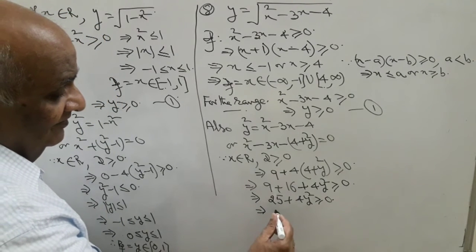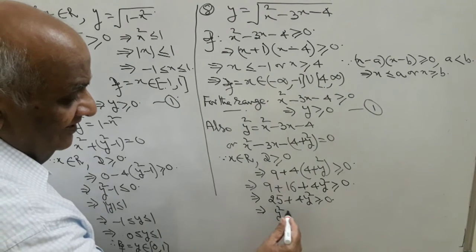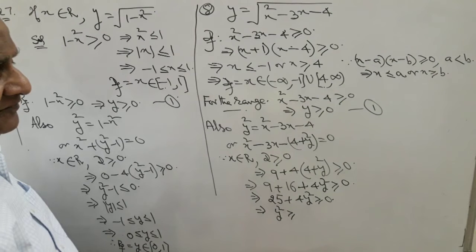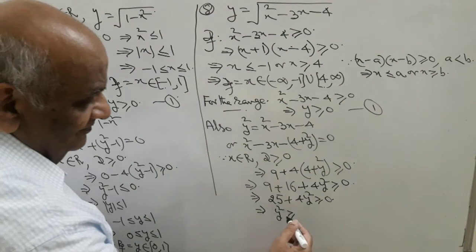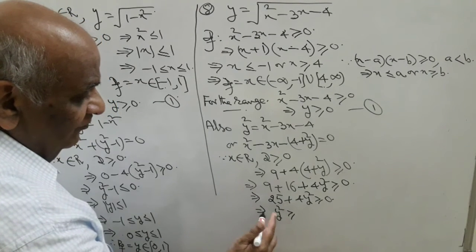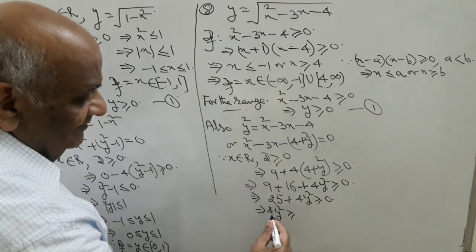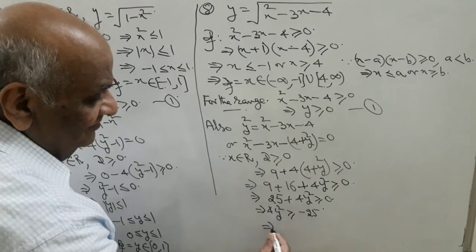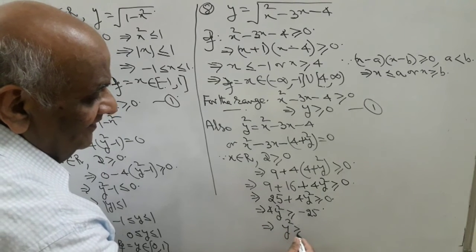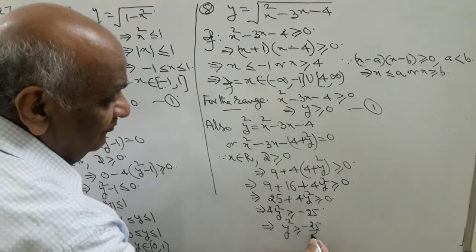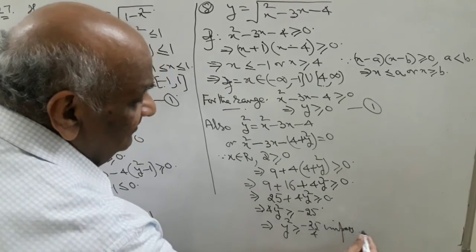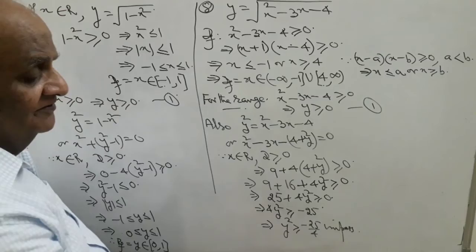Implies 4y square is greater than equal to minus 25, which implies y square is greater than equal to minus 25 by 4. Impossible. Check out. Because on one side you are saying square and on the other side it is negative.